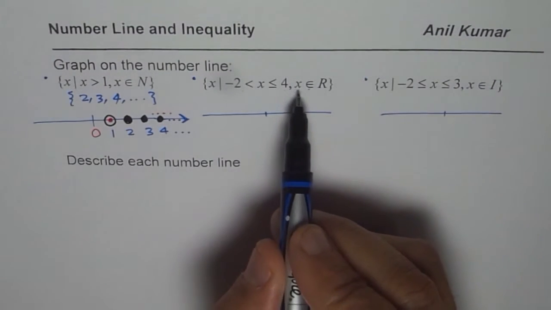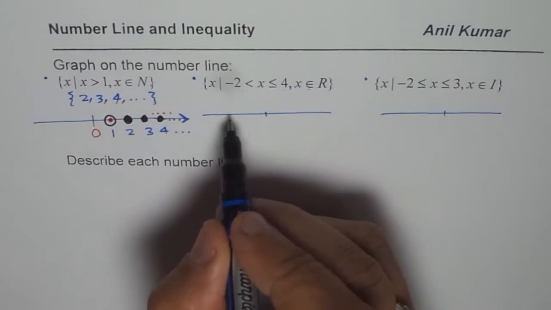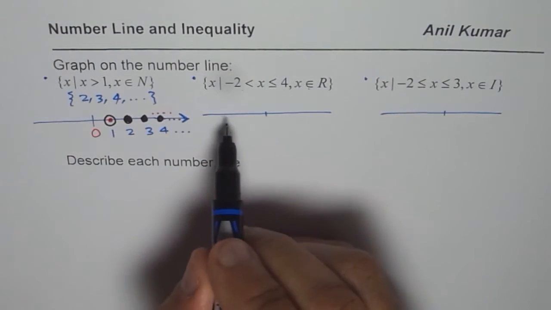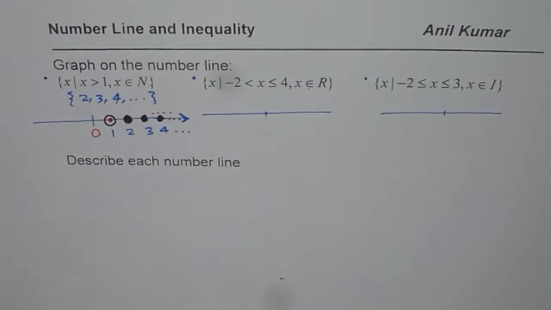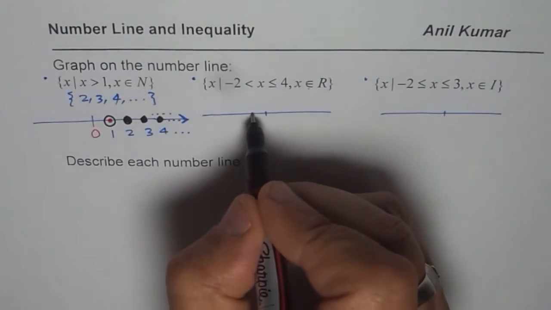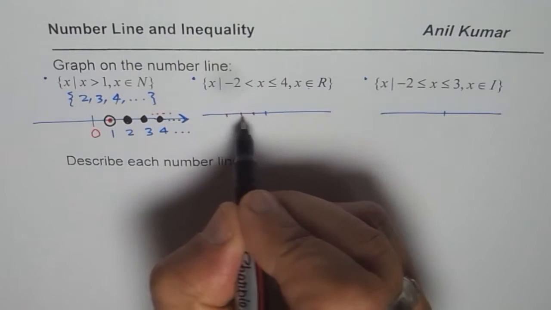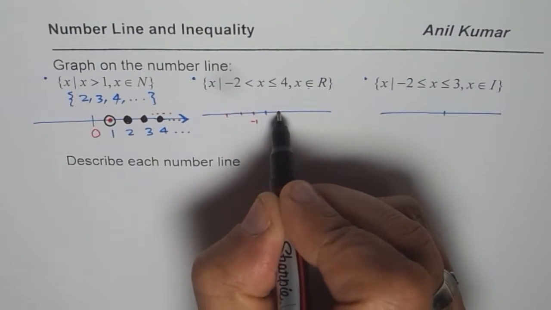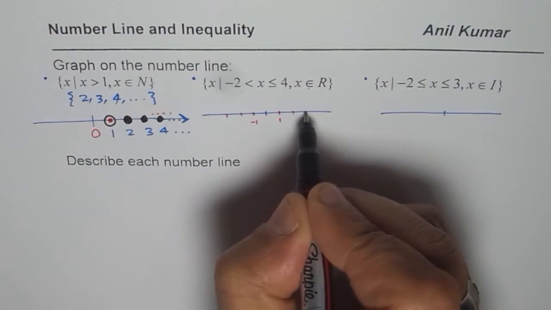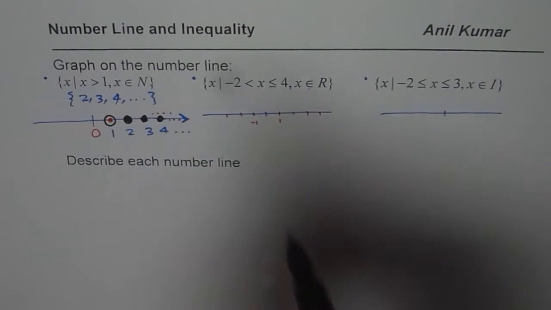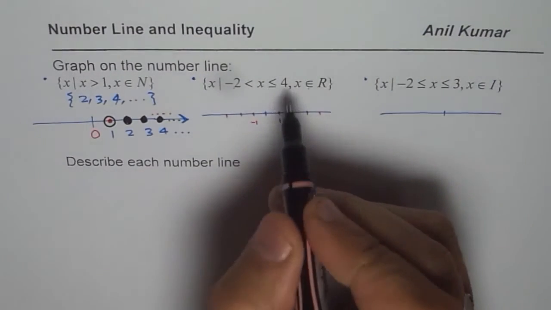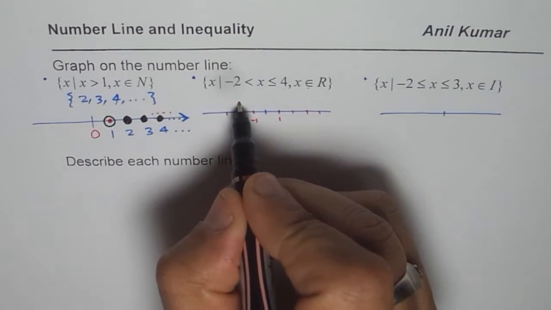Here we want x belongs to real numbers, so the line represents all the numbers which are real, and x is greater than minus 2. So let us say this is 1 for us, this is 2 and 3 on the negative side, so this is minus 1. On the positive this is 1, and then 2, 3, and 4, and so on. What we have to show on this graph is the set of all the points which are between minus 2 and 4. So minus 2 is right there, which is not included.